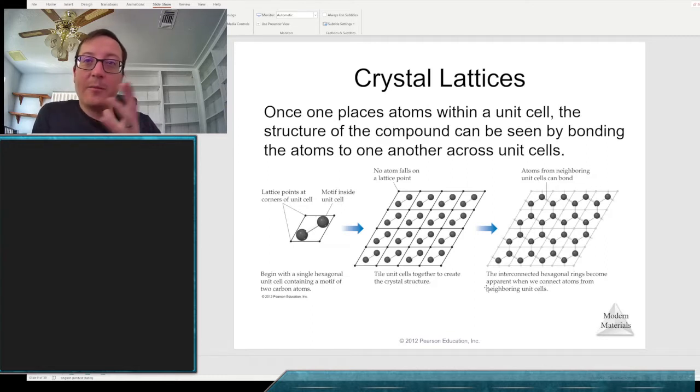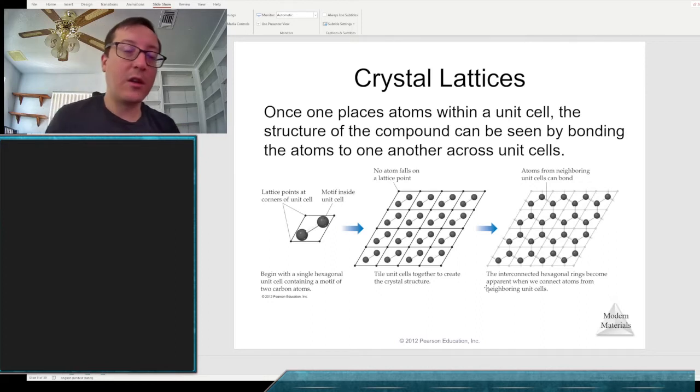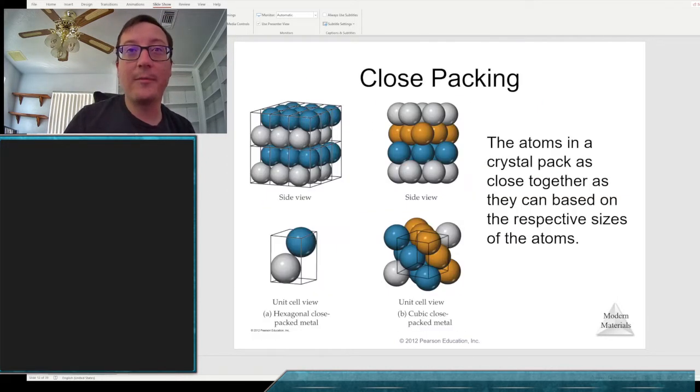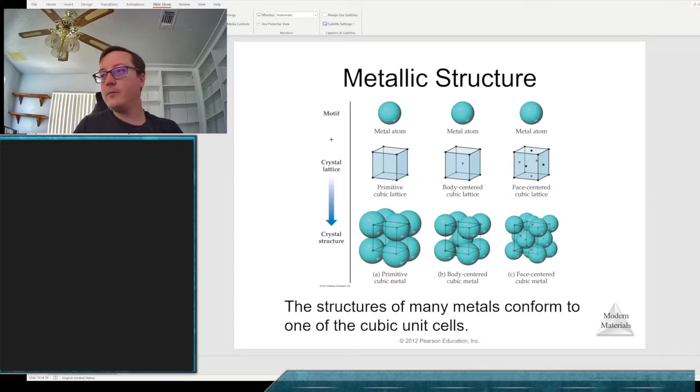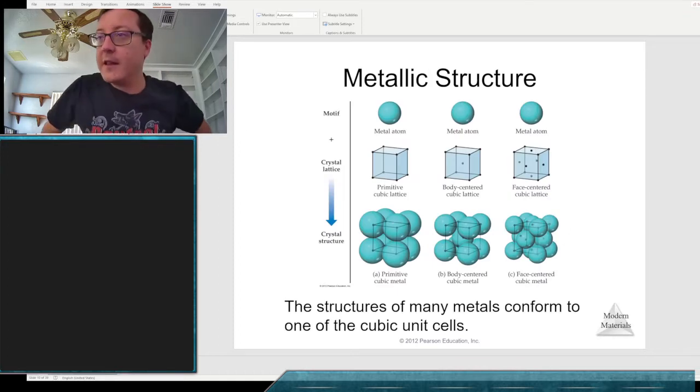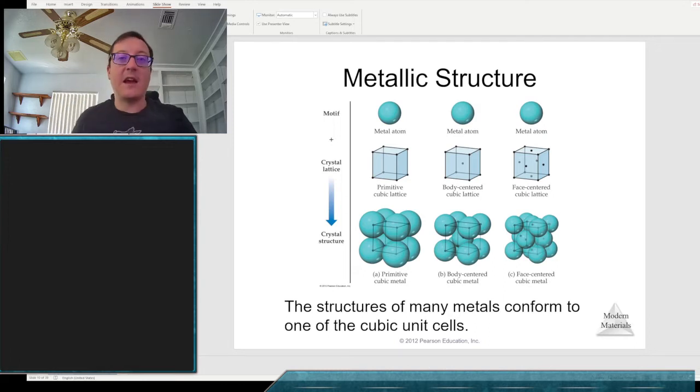And so we don't really stop at just one unit cell. These are all connected together, whether those are connected by covalent bonds or IMFs or ionic attractions. These things just keep on going. So let's take a look at metallic structure in more detail. So here are our cubic unit cells again.